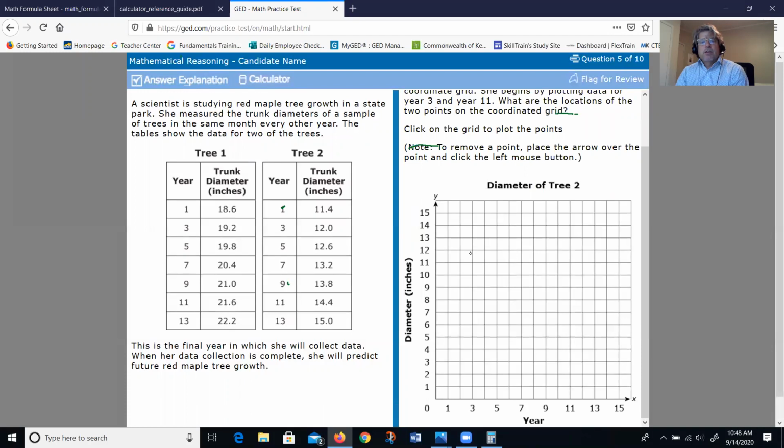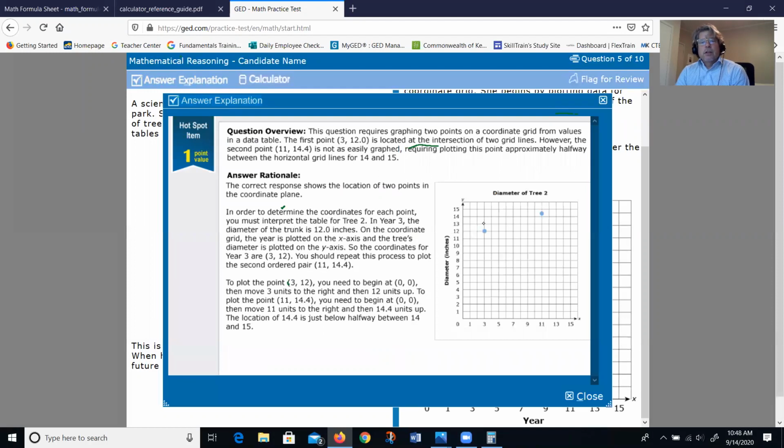If I hit that again, notice that it should remove it. So (3, 12), and then this, I think it's 13, no, it was 11. 11 was this 14.4. So 11 and this 14.4. So if I do that, that plots those 2 points. So if I check the answer on that one, you can see that there's that (3, 12) and then there's that (11, 14.4). Those would be the 2 points that we'll be graphing there.